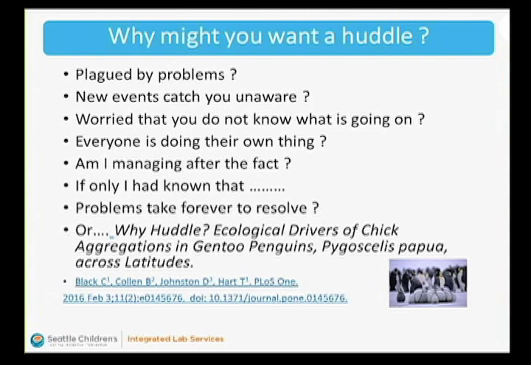Of course, there are other reasons for a huddle, and I'll refer you to this paper to see why penguins huddle.